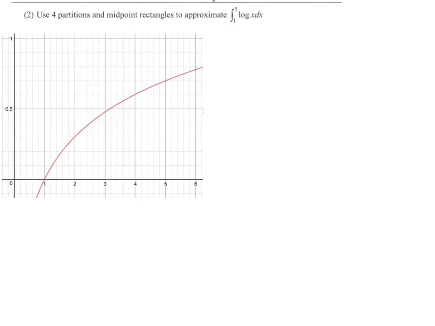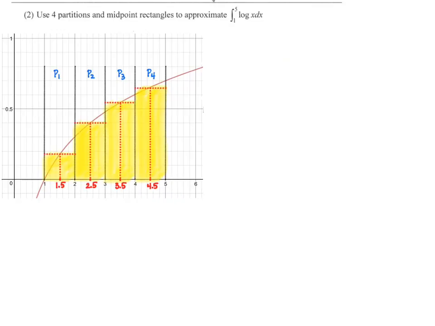For this problem here, we want to divide the area under the curve of log base 10 of x into 4 partitions. And we're going to use midpoint rectangles. So, it says from 1 to 5. Since we're going to do this from 1 to 5, I started at 1, and then I made my 4 partitions. You can see here they're all of equal width, each one of them. And I found the midpoint of each of those, and those are the rectangles.